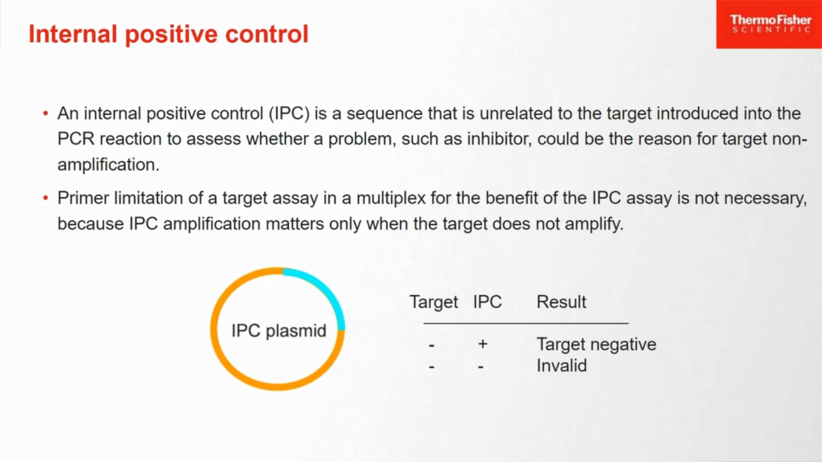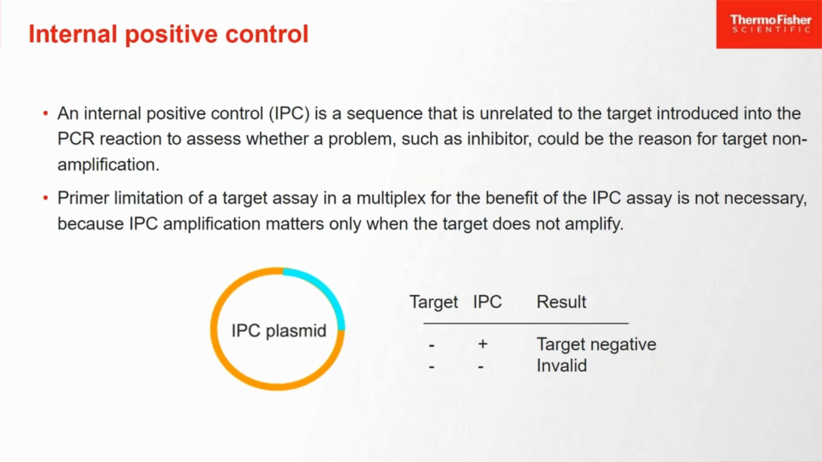An example of an internal control is a product we have called the internal positive control, or IPC for short. So this is a plasmid, and it contains a region that is, as a sequence, completely unrelated to anything found in nature. A positive control like this becomes very valuable in a qualitative test or experiment. It's used when the target fails to amplify, because then you want to have some assurances that the sample was fine, there were no inhibitors, things like that.